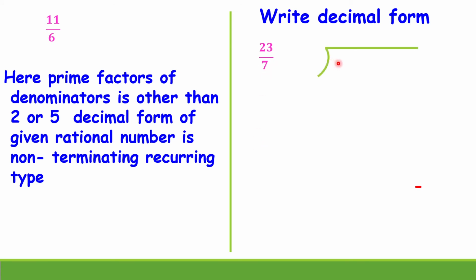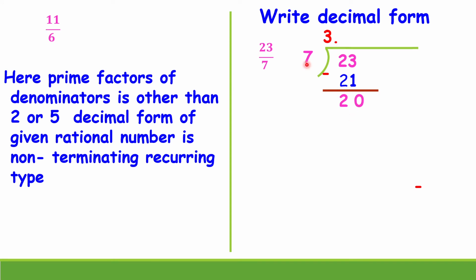Here 23 is the dividend and 7 is the divisor. Then here 23 is greater than 7. Therefore, count the table of 7 up to the number which is near to 23 and less than 23. 7 1s are 7, 7 2s are 14, 7 3s are 21. Therefore, here the quotient is 3 and 7 3s are 21. Subtract 21 from 23. How much is remaining? 2 is remaining. Here 2 is less than 7. Therefore, we take 0 here. Therefore, we write the decimal point.